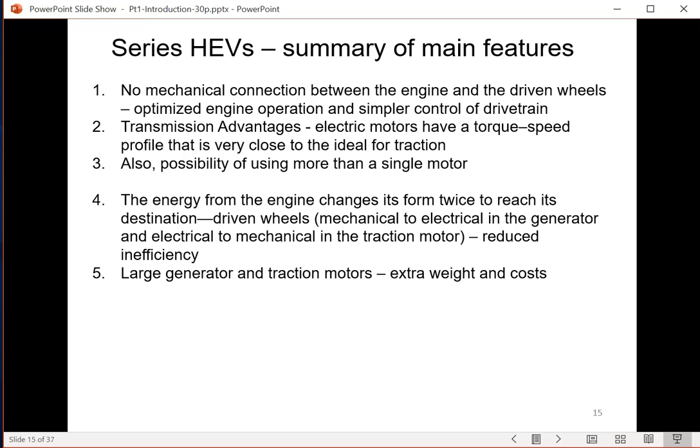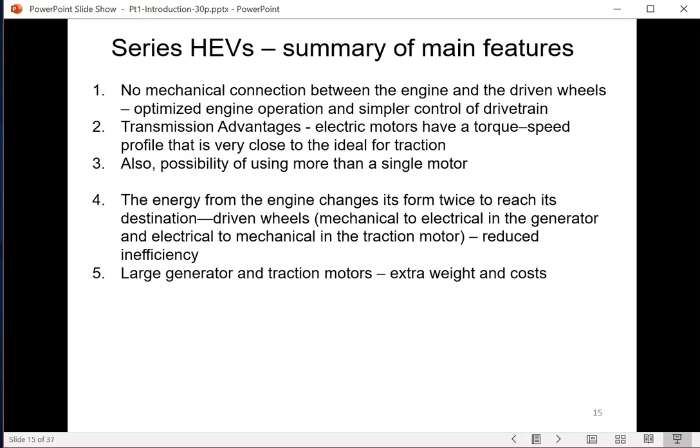Just to summarize the advantages and disadvantages of series hybrid vehicles. The advantages include things like, because there is no mechanical connection between the engine and the driven wheels, you can optimize the engine operation and simplify the control of the drivetrain. So your engine is kept at really the best working condition. The issue I mentioned early on.